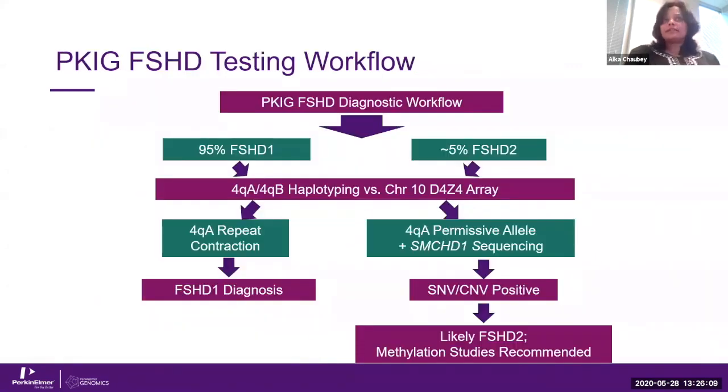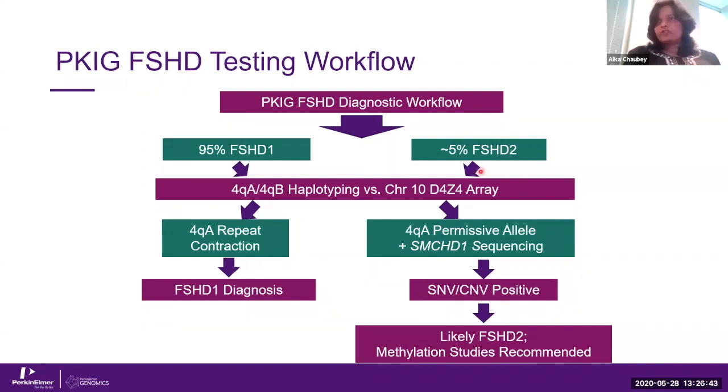So our diagnostic workflow at PerkinElmer Genomics is that we will perform whole genome optical mapping if a patient comes in with a clinical suspicion of FSHD, and we will perform this whole genome optical mapping for 4QA haplotyping and the ability to separate them from chromosome 10. And if we see the repeat contraction, then we will give a diagnosis of FSHD1, a likely diagnosis if it is consistent with the phenotype.